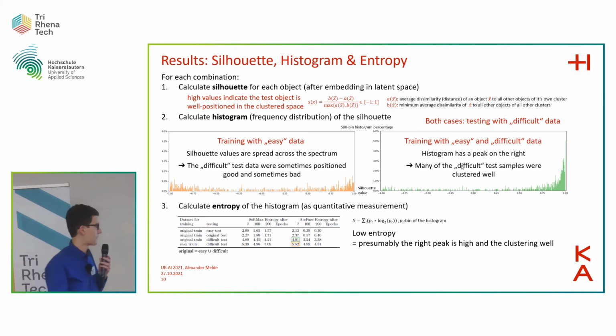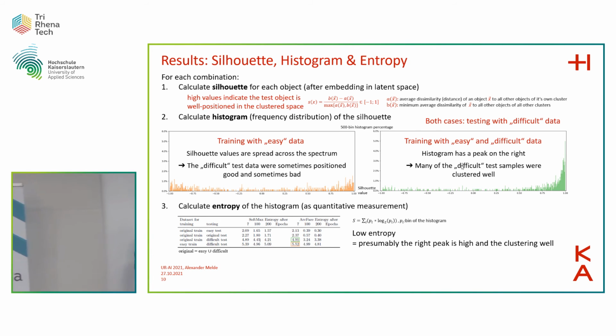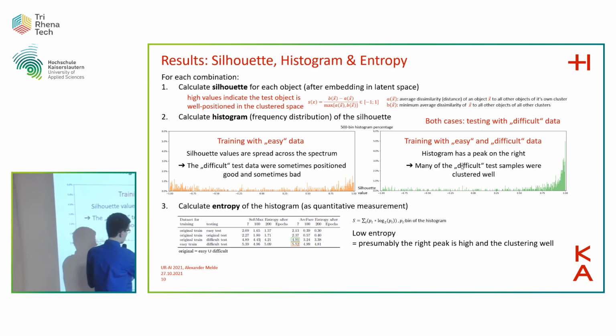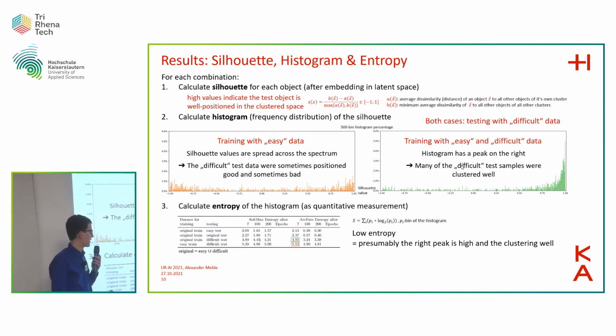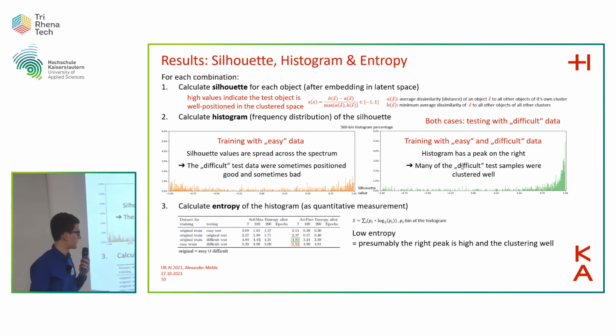We also see this in this table, where we did different runs with different loss functions and different numbers of epochs. We saw that the ArcFace loss performed generally a bit better than the softmax loss, and adding the difficult data to the training set led to a lower entropy.